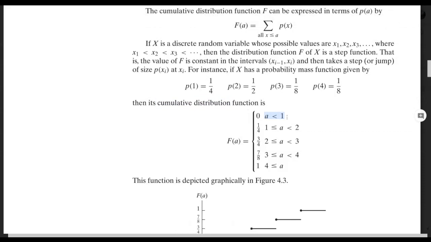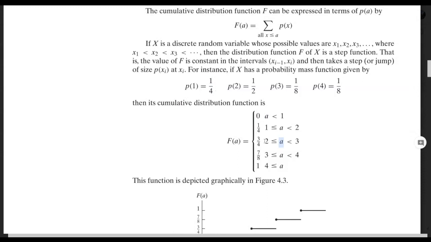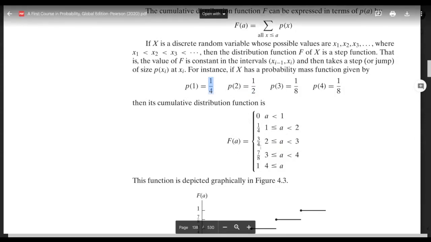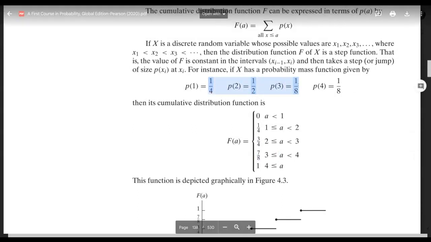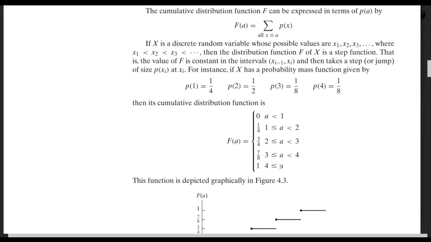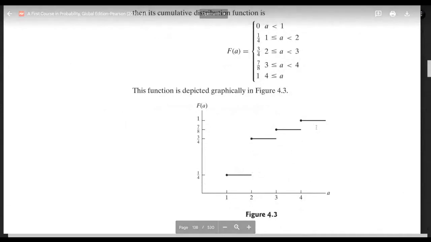For a less than 1, it is 0, okay? For a between 1 and 2, a quarter. For a between 2 and 3, it is 1/2 plus 1/4, which is 3/4. Right? For a between 3 and 4, adding all those, 7/8. And for a greater than or equal to 4, it has to be 1. Right? If we graph it, that's a step function.